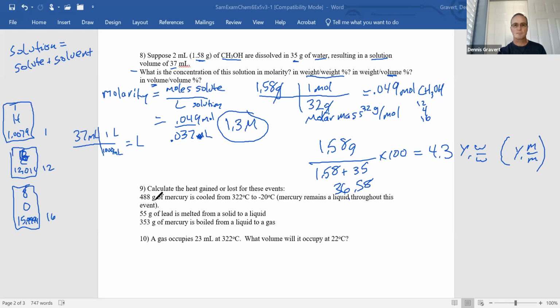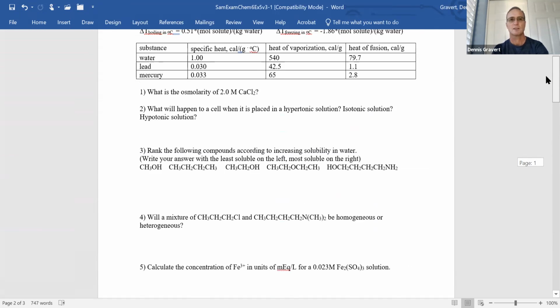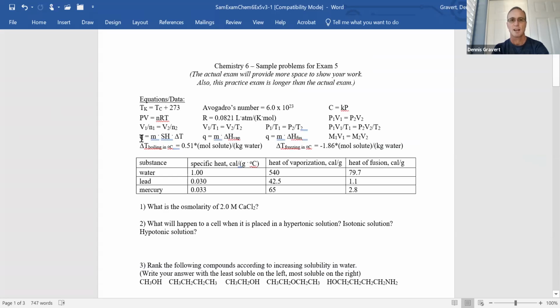Number 9. Okay, so I'm looking at the clock and I don't have much time, I'm sorry, but let's set these up, or at least pick out the right equation. Yeah, we're supposed to calculate the heat gained or lost. So you're looking for Q. So go to the top of the equation of the exam or the sample test, and we got 3 equations that have a Q in it. So which equation do we need?